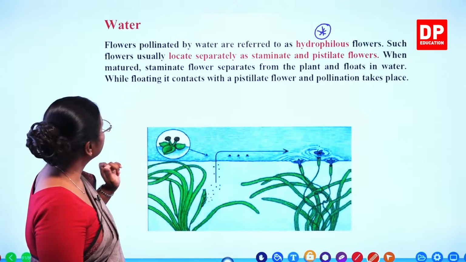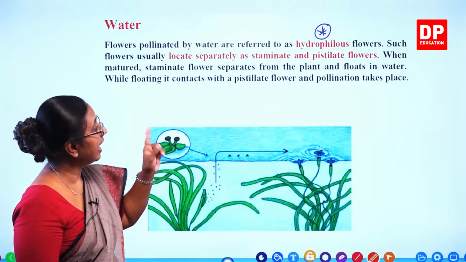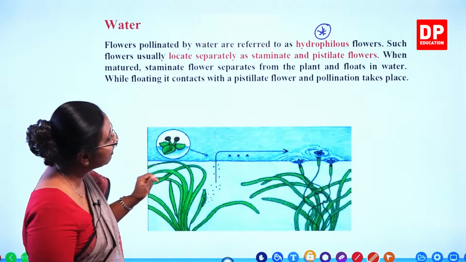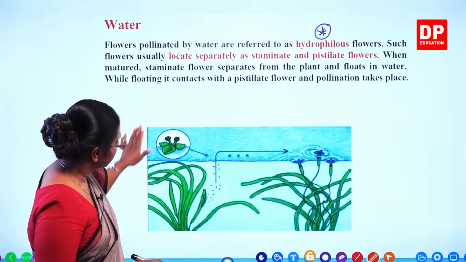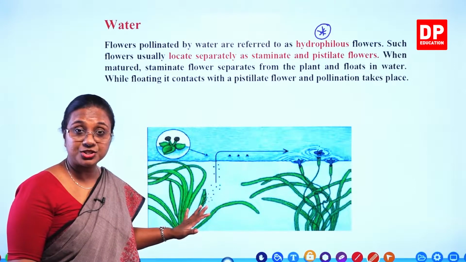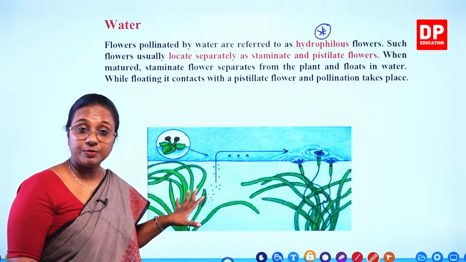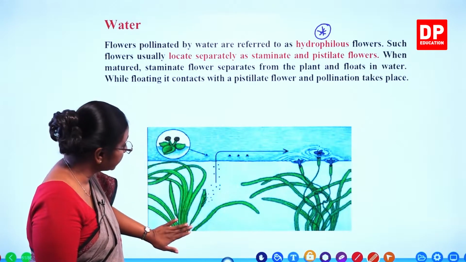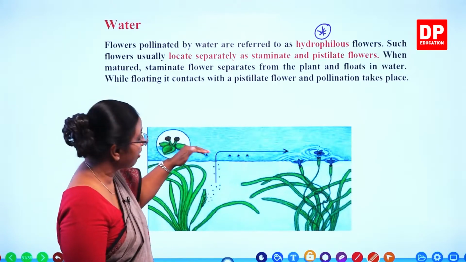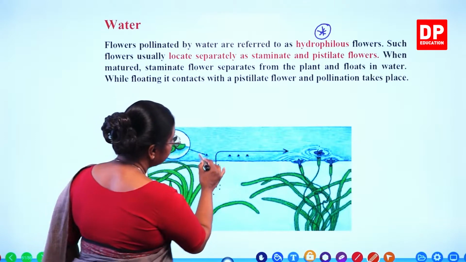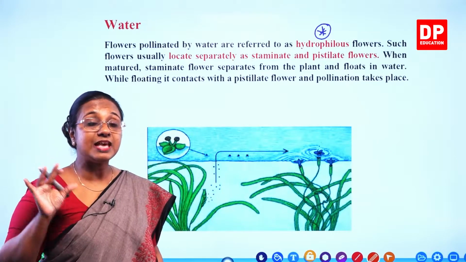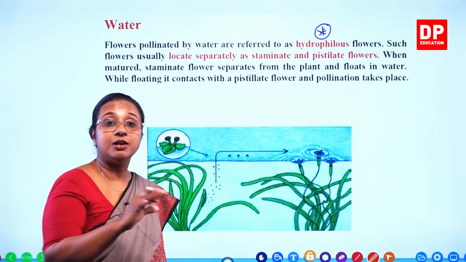When matured, the staminate flower separates from the plant and floats in water. While floating, it contacts a pistillate flower and pollination takes place. So here, this is the staminate flower. Staminate flower has the male structure. So that has the pollens, mature pollens in it. So when the pollens are mature, the staminate flower itself detaches from the plant. And here you can see it goes to the surface of water and floats along the water. So it is the staminate flower that is floating along water.